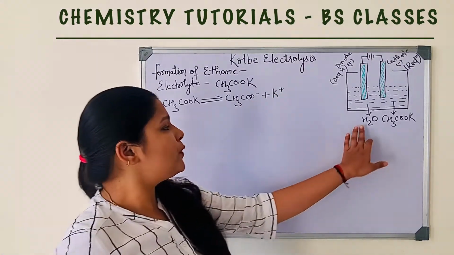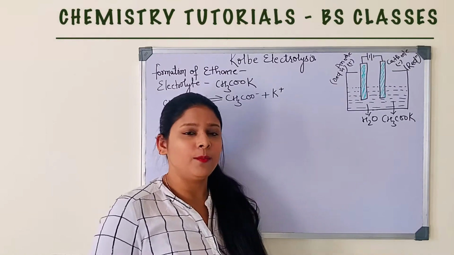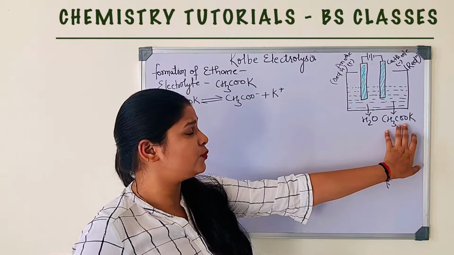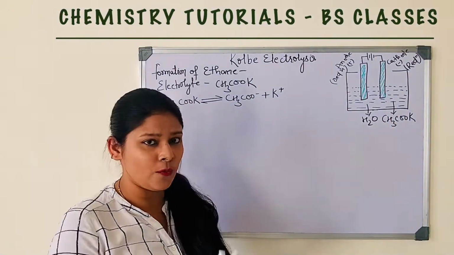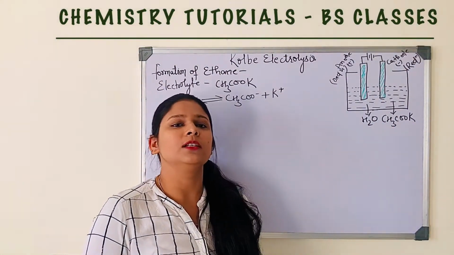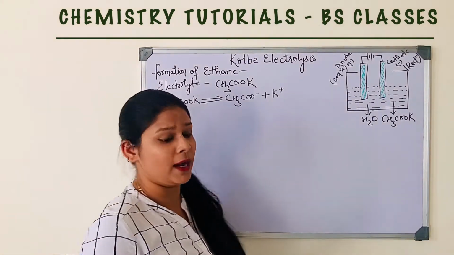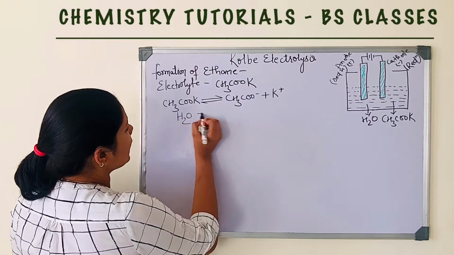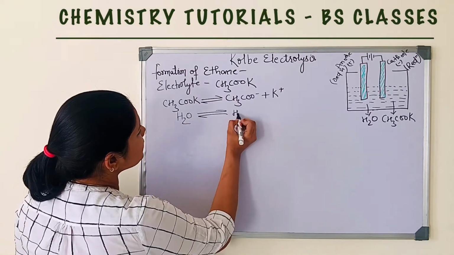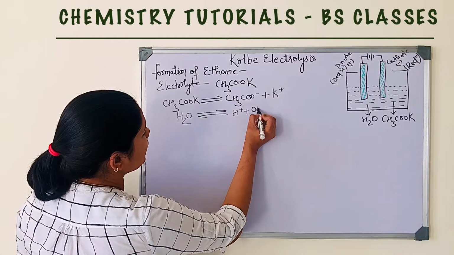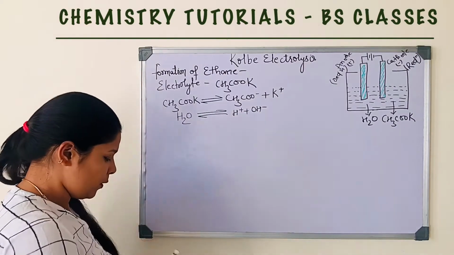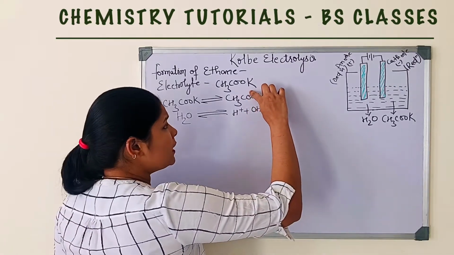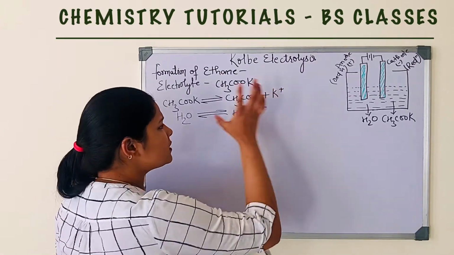As we know, pure water is unionized, but if we add potassium acetate into the water, then water will also ionize into H plus and OH minus. Now, we have two negative ions and two positive ions.